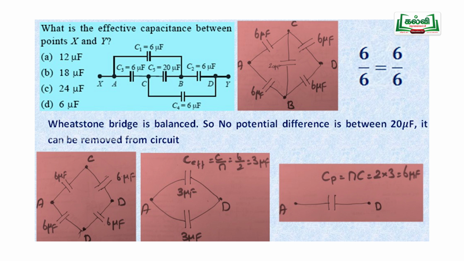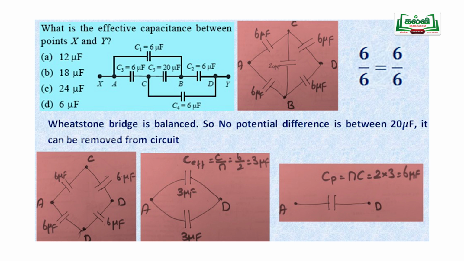Now does it look like a Wheatstone network? Capacitors also follow the Wheatstone network. What does the Wheatstone network tell us? It tells us top capacitance by top capacitance must be equal to bottom by bottom. Is the condition satisfied? Yes. 6 by 6 equals 6 by 6. So the bridge is balanced. So I can remove this capacitor. No charge will flow through this capacitor.